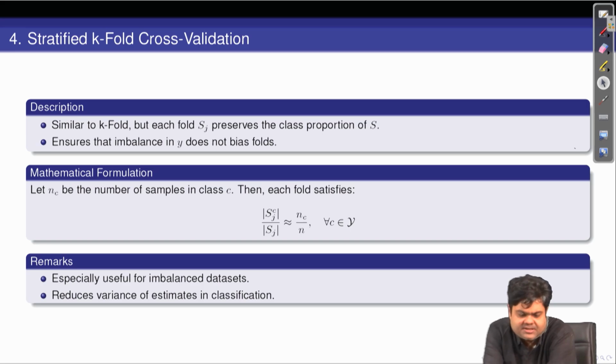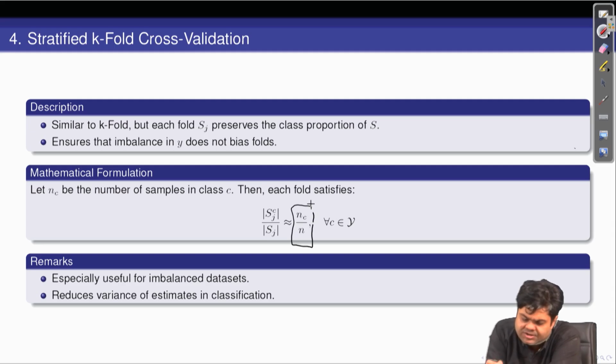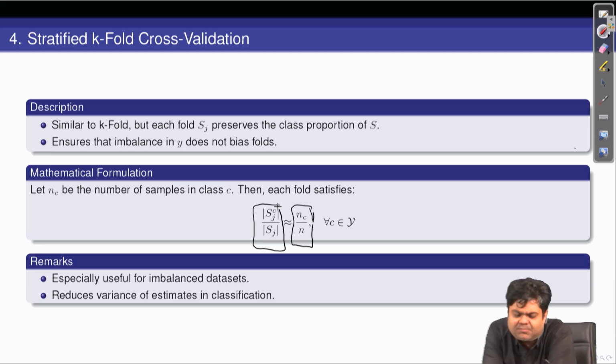So, basically, if N_C is the number of samples in class C, so suppose there are different classes, and the original sample is of size n, maintain the proportion of class C in the original sample, N_C divided by n, as much as possible in each block. So, in the jth block, the proportion of points from class C is the same as the proportion of class C in the original whole sample.